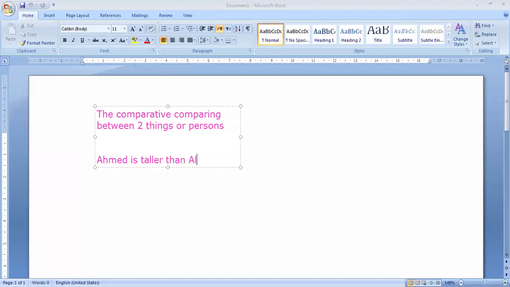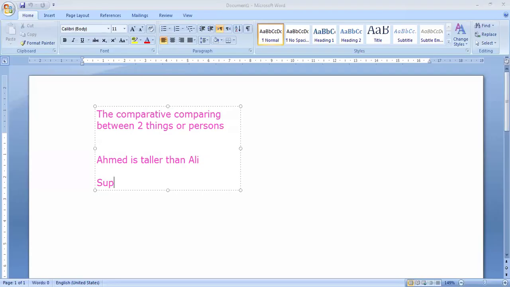Ahmed is taller than Ali. So what do I compare here? Here I compare Ahmed with Ali. And here we have taller and than. Okay, so this is a comparison between two persons. We can also compare between two things. So comparative is comparing between any two. Okay, we have here the superlative form.